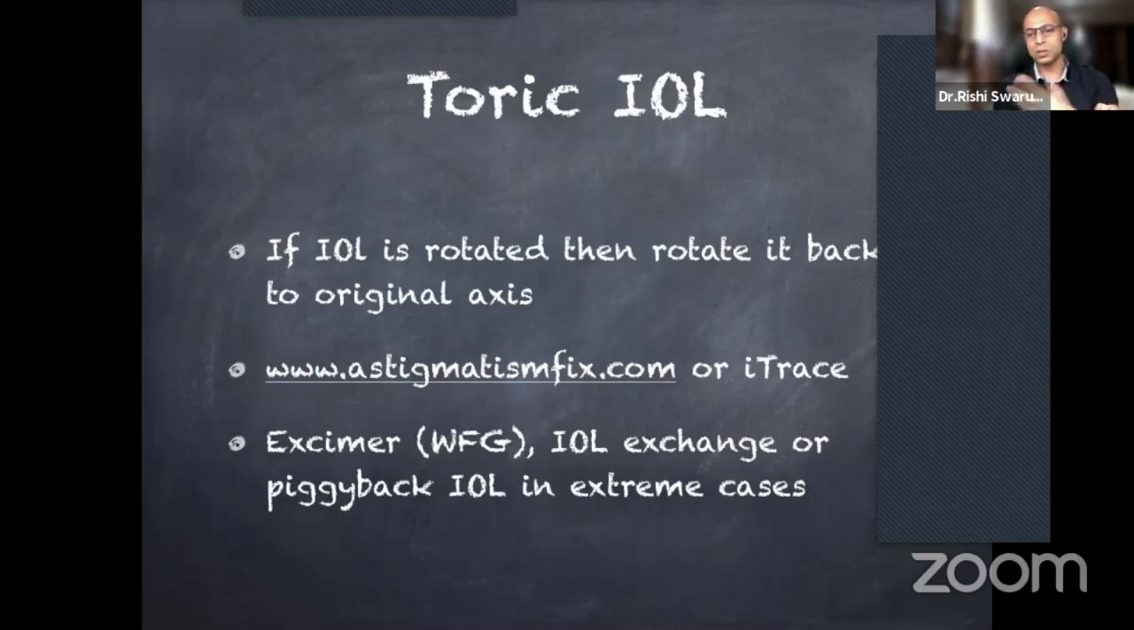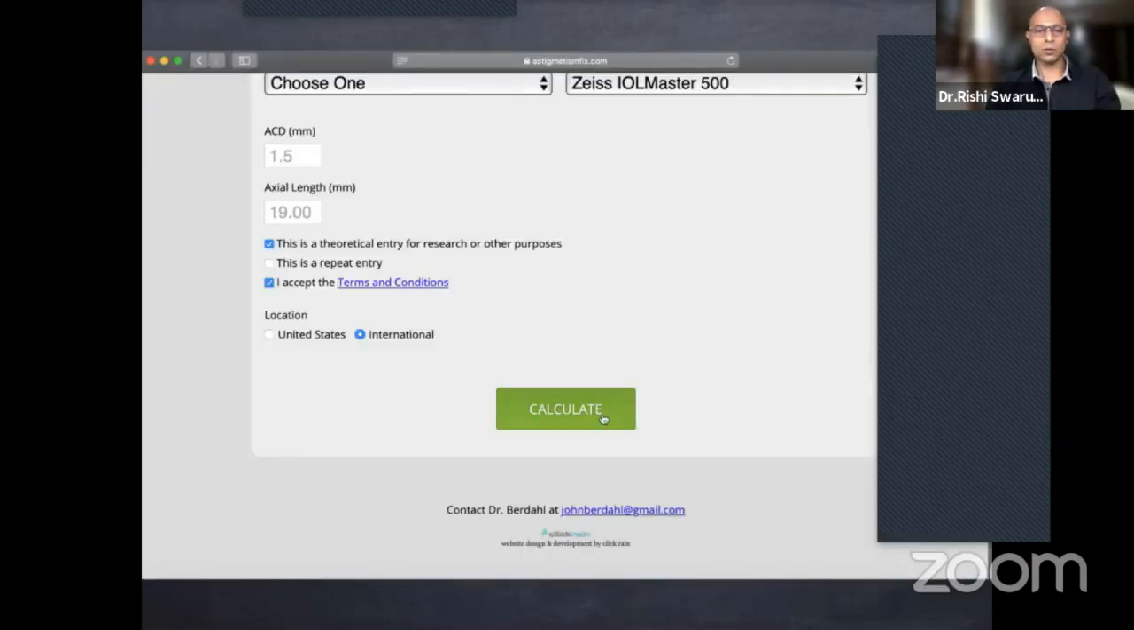You can also use modern tools like the iTrace, which has a software to help you calculate how much the lens should be turned. If you're not able to turn the lens, or if that is not the problem, then of course you can use a wavefront guided surface ablation to compensate on the cornea the residual error, or one could do an IOL exchange, or a piggyback lens could also be put, which is available in toric format.